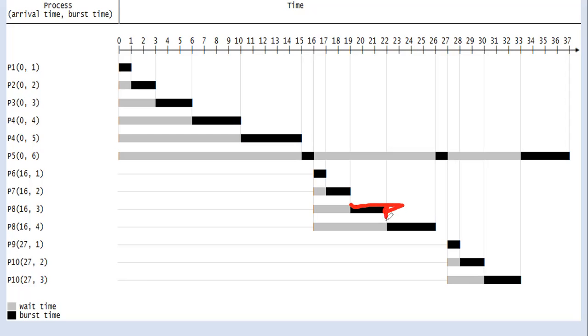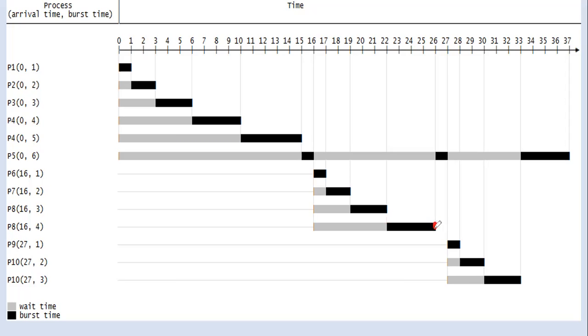And then process P8, which also arrived at time 16, has a burst of 4. So process P5 is still having a burst of 5, while process P8 now has a burst of 4. So what will happen? Process P8 will be allocated the processor and it will run for 4 minutes, and then it will exit the system.